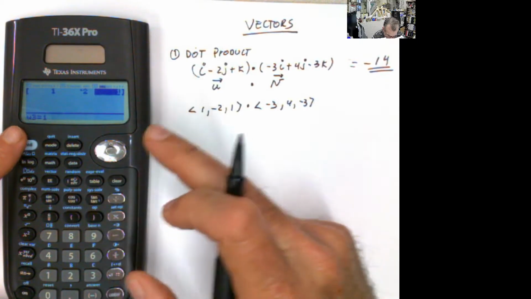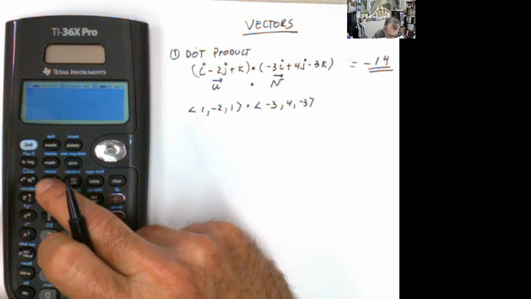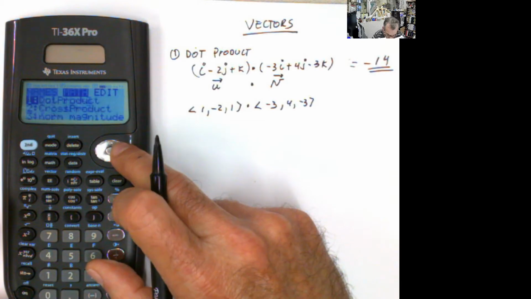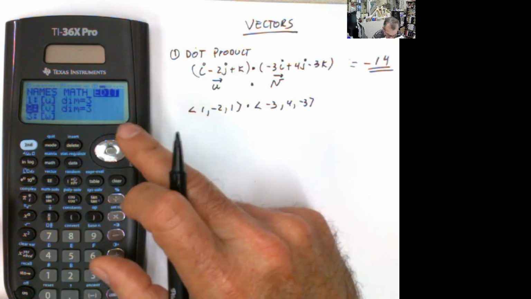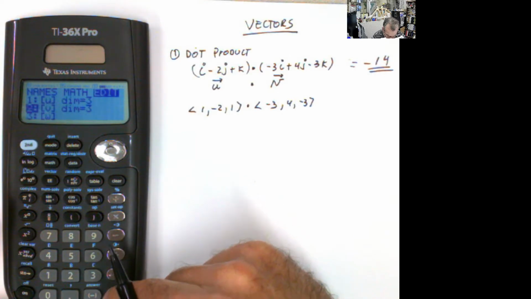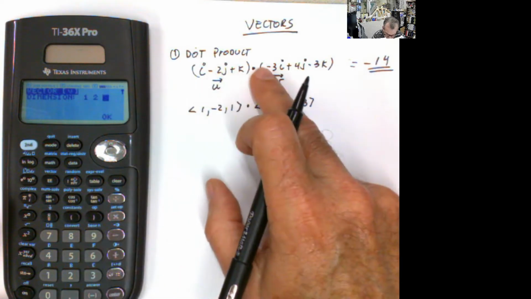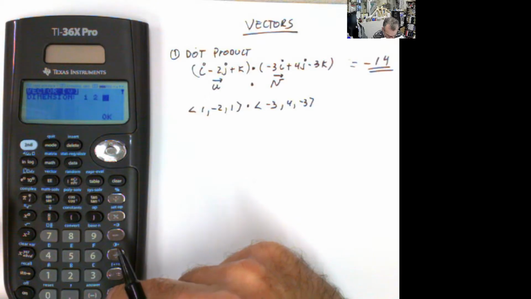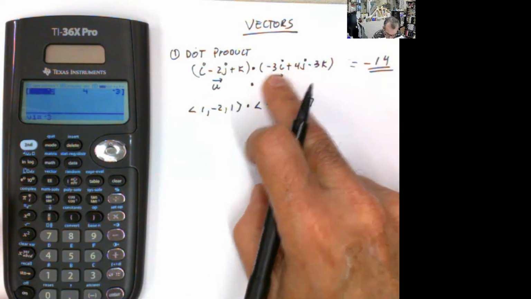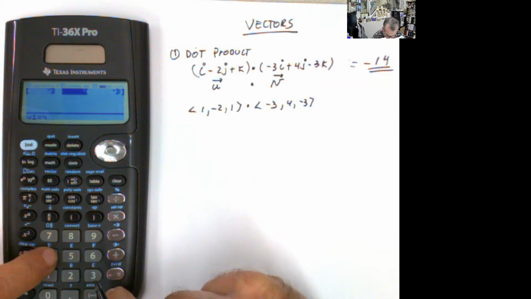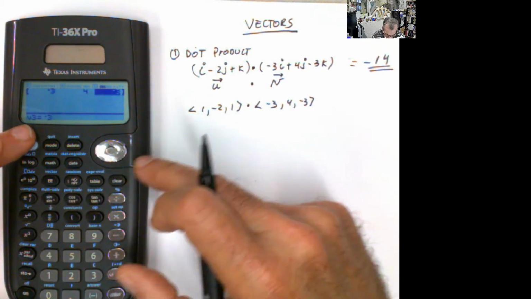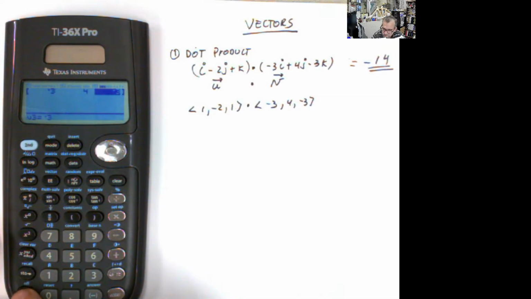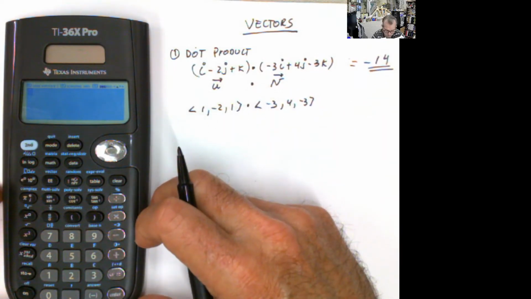Now you get out of here, you go to vector again, you go to edit, and we're going to create the second vector, which is the vector v. The vector v is also 3 dimension, so you hit OK, and then you put these coefficients: negative 3, 4, negative 3. If you don't know how to get out of this, once you put the value, you just press second, quit, and you are out again.